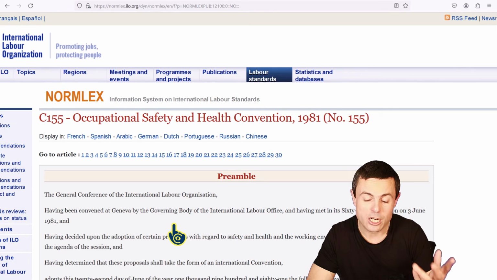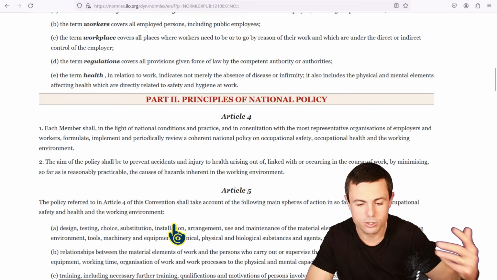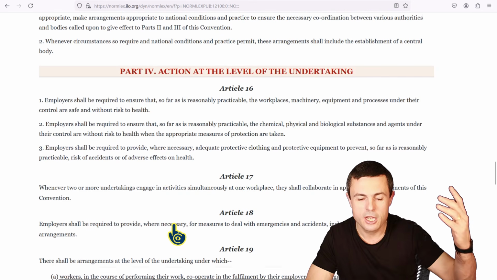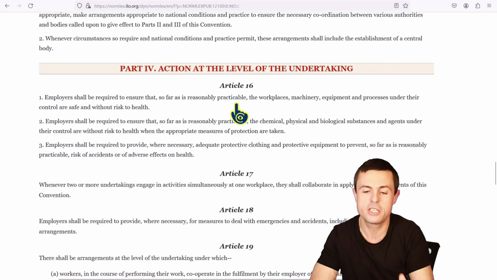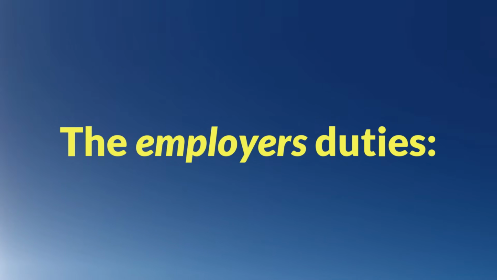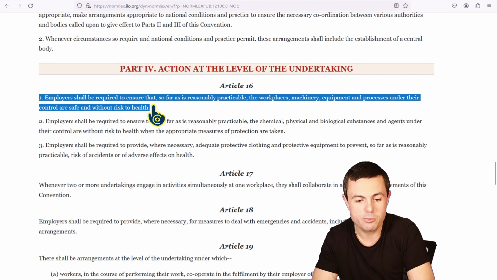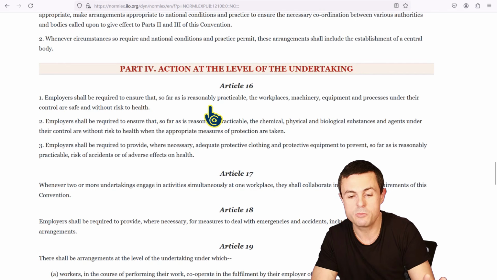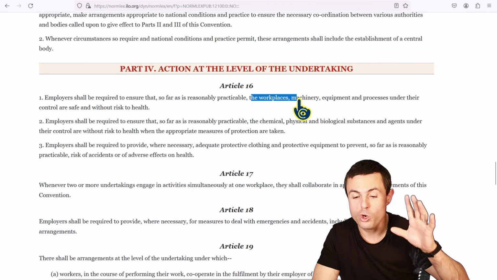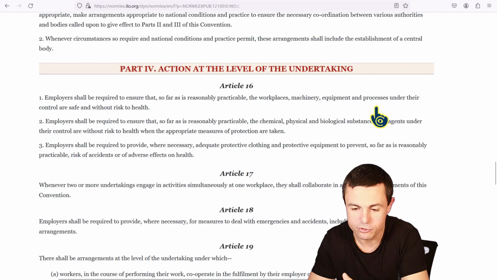Right, so let's take a look at the actual legislation itself. This is C155, the convention. So again, we've got the preamble, the scope, we've got what it requires from governments at national level. Here we are, action at the level of the undertaking. So the undertaking, this is the employer's duties, what the employer has to do, what the organization has to do. Article 16, we've got these three duties here. Employers shall be required to ensure, so far as is reasonably practicable, and we're going to talk about what that means later, that the workplaces, machinery, equipment and processes under their control are safe and without risk to health. So under their control.